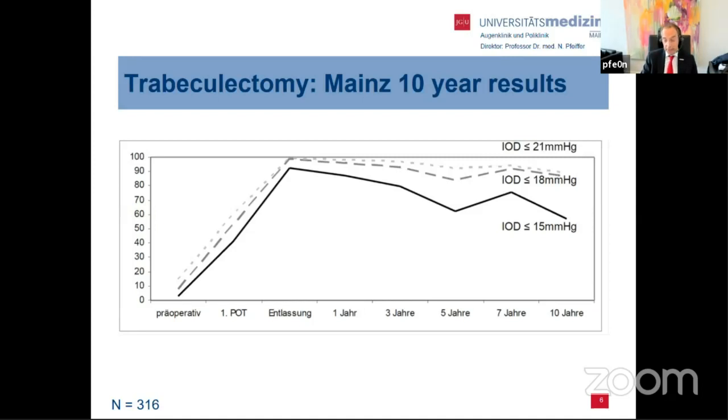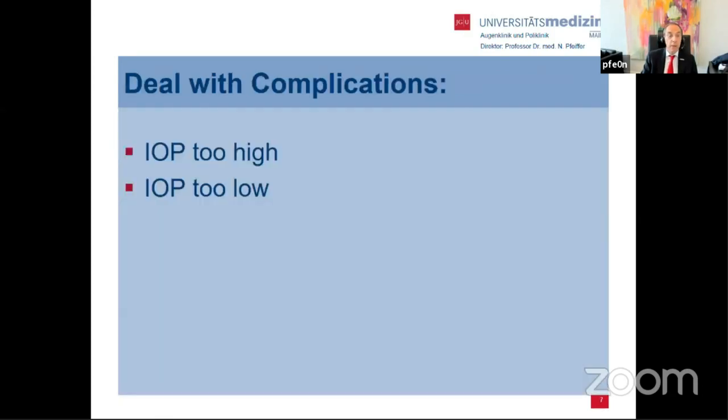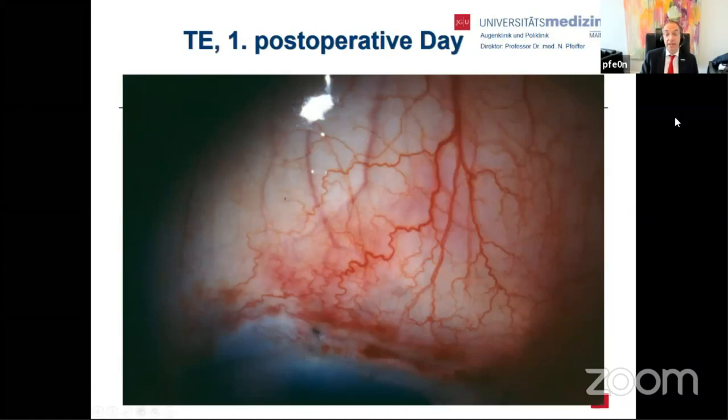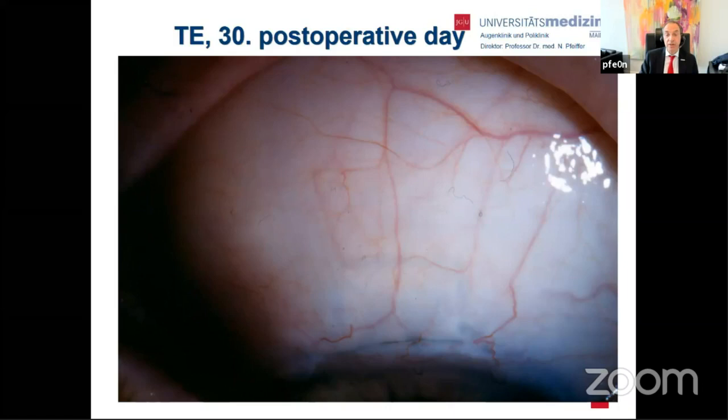Now, however, one has to deal with complications. And one is intraocular pressure is too high, and the other one also is intraocular pressure is too low. Now, to be able to manage too high pressures, we have to be able to read the filtration bleb. The next slide shows you a filtration bleb on the first postoperative day. So there is a little bit of redness of the eye. That should go away quickly if there is enough aqueous humor filtrating out of the eye. But a month later, it should look like that. You shouldn't see anything.